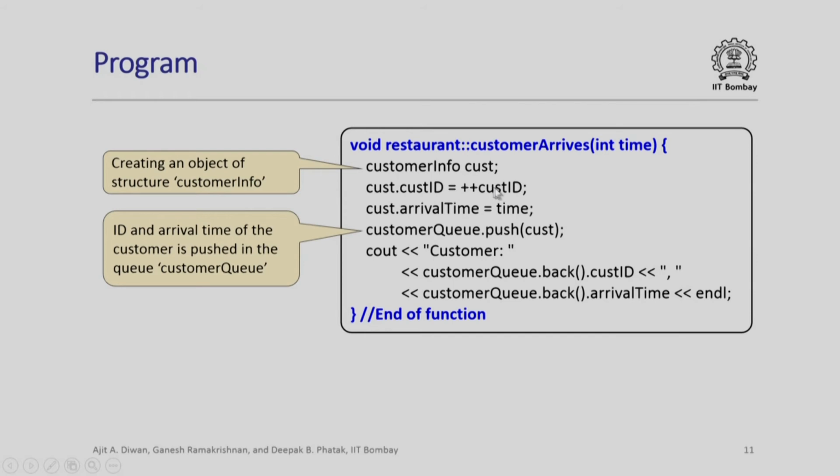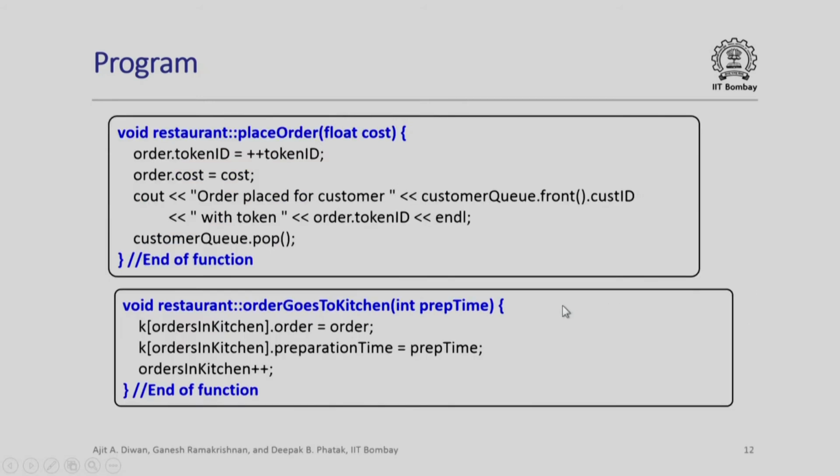So, the first time this function is called, customer ID starts with the base 0. The individual customers will be given IDs 1, 2, 3, 4 at this time. We also assign the time which is passed to this function as the time of arrival. Next, we push this information in the customer queue. For confirmation, we print out the customer queue back customer ID and customer queue back arrival time. Please note that every customer arrives at the back of the queue, and that is where we need to print the information from.